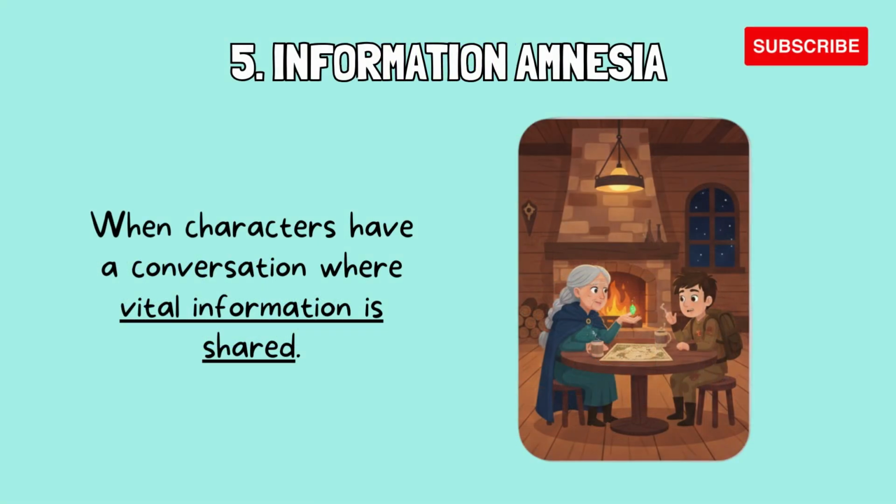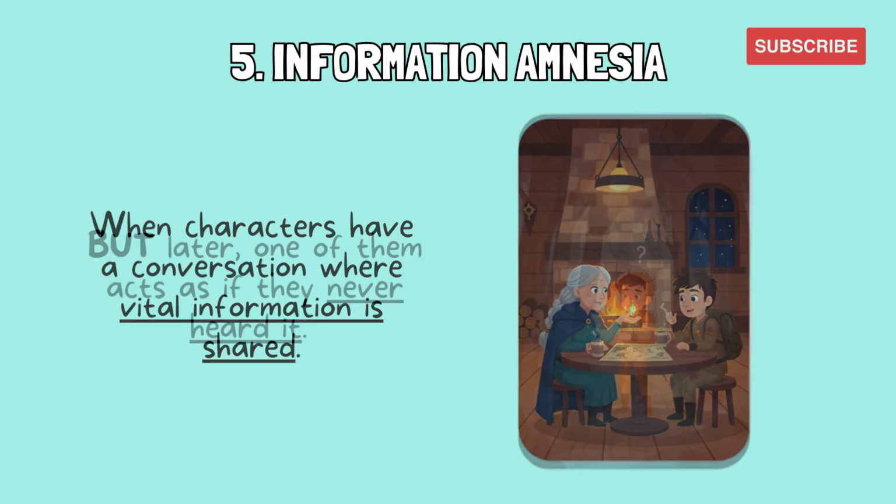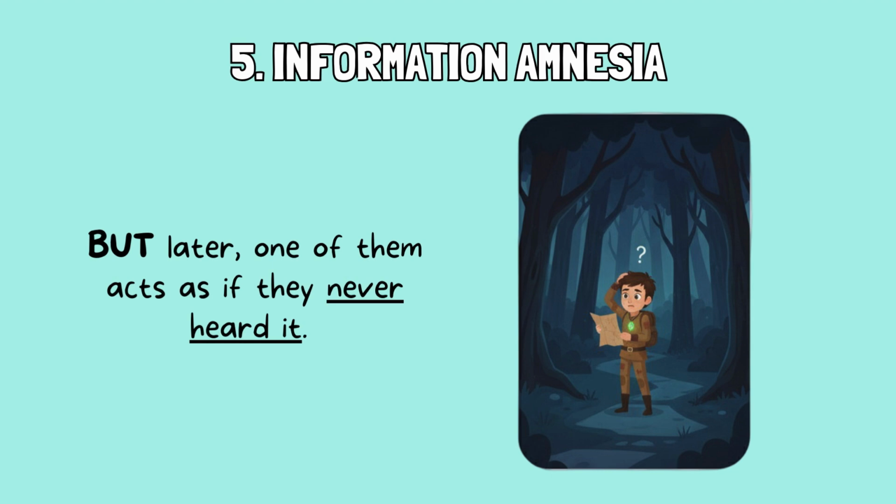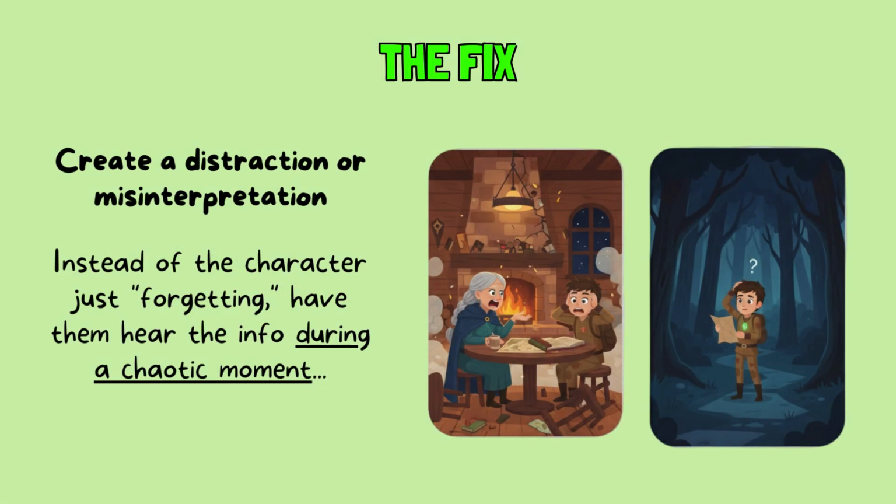Number 5, information amnesia. This occurs when 2 characters have a conversation where vital information is shared, but later, one of them acts as if they never heard it. This is usually a cheap tactic used to artificially prolong a mystery. The fix: create a distraction or misinterpretation.